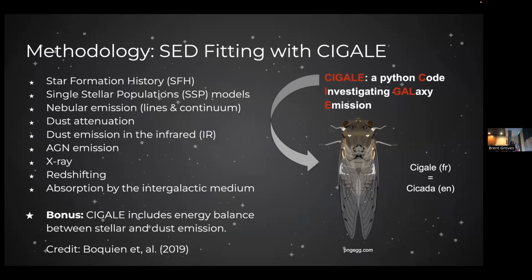SEAGull is a Python code for investigating galaxy emission. It includes models of the star formation history, single stellar population models, nebular emission, continuum, and dust attenuation and emission. But in our model, we didn't include AGN emission, X-ray, or redshift, because they are nearby galaxies, and also no absorption from the IGM. The bonus is that SEAGull includes the energy balance between the stellar and dust emission.